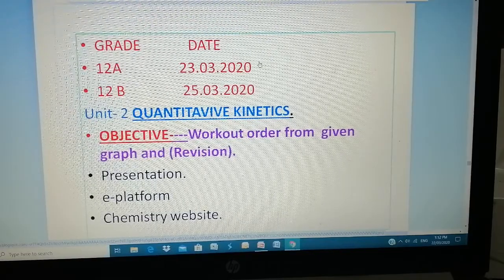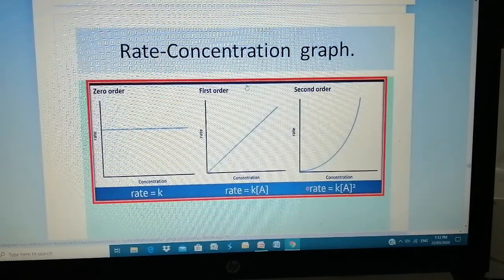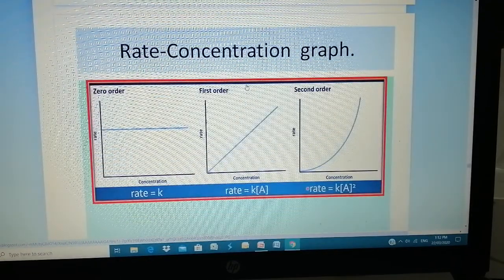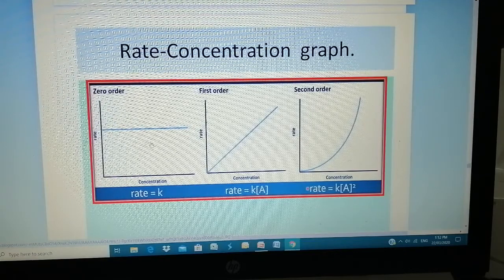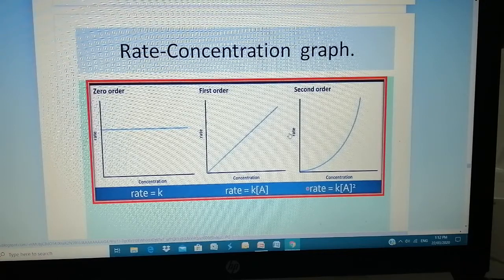So for today's topic, you have to remember the rate-concentration graph of each order reaction. We have zero order reaction, first order and second order. You have to know the shapes of each graph. For a zero order, it's constant. You can see here, it's a horizontal line. For a first order, it starts from the origin and it's a straight line. For second order, the shape of the graph will be like a curve.